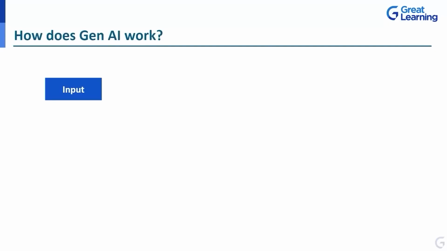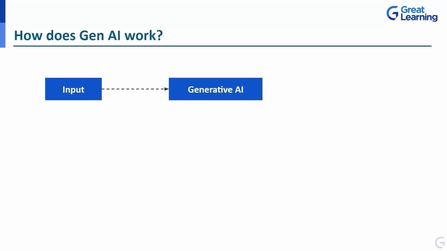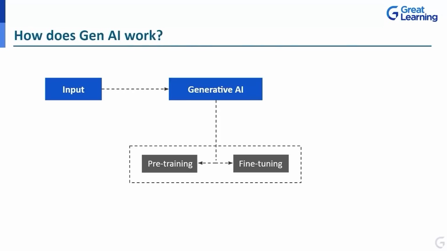Now that you have understood why it is trending, let's understand how it works. We give an input to generative models. Gen AI works on generative models. We give an input. It can be text, audio, video, any format. Those generative models are then pre-trained on the data and fine-tuned to do the task that you want.